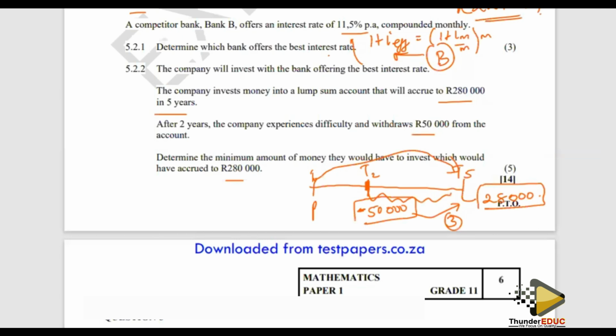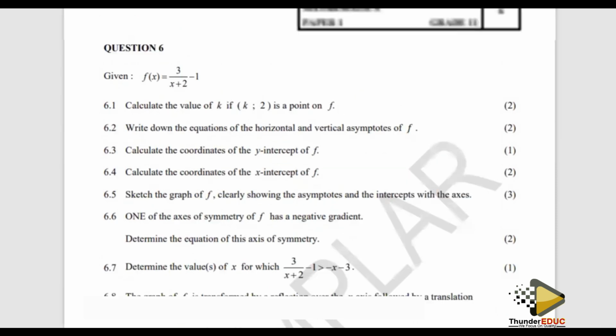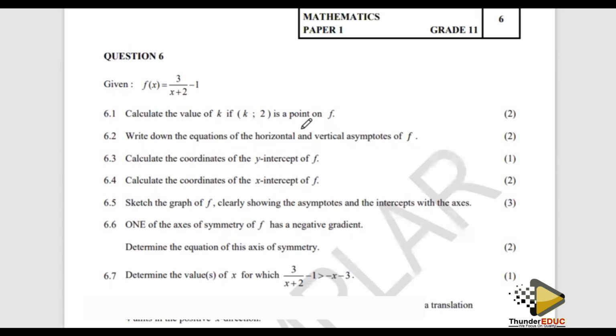Question number 6. If f of x is given as this, which type of function is this? Now the denominator is x, so this is a hyperbola. Calculate the value of k if (k; 2) is a point on f. So k represents the x and 2 represents the y. Where we see f of x, that is our y. We're going to replace the y with a 2. So that's going to be 2 equals 3 over k plus 2, minus 1.